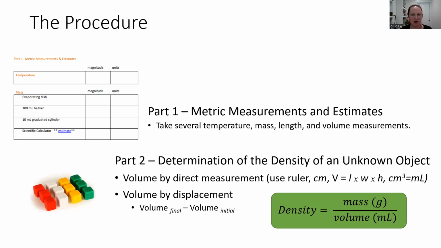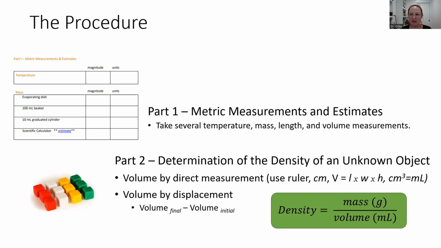Okay, and then part 2 will be the determination of the density of an unknown object. And we're going to determine the density 2 ways. Well, the mass of the cube, right? And we're looking for this little plastic cube. It comes in a little baggie called Experiment 2 cube. And mine's pink, but yours might be a different color. And you'll take the mass of that using your pocket digital scale and record that.